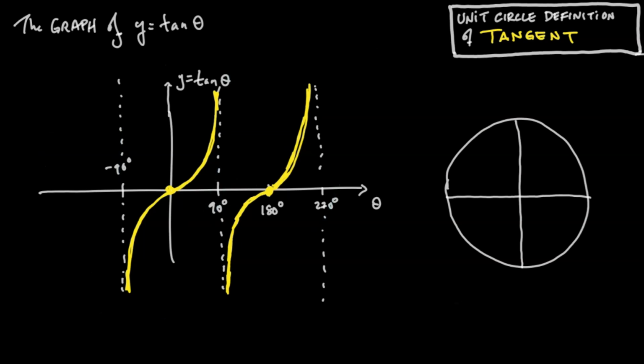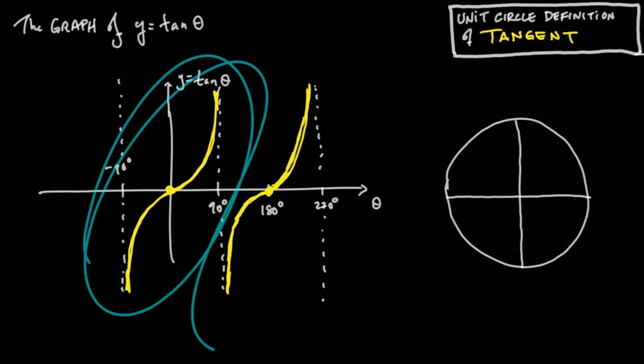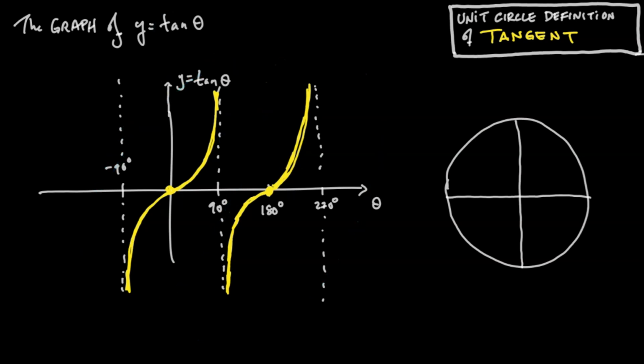The point I want to make is it's very easy to see why tangent has a weird graph like this when you understand how to interpret it geometrically. If you just know tangent as sine over cosine, it's much harder to understand where this graph comes from. You can do it, of course, but it takes more work and it's not nearly as intuitive.